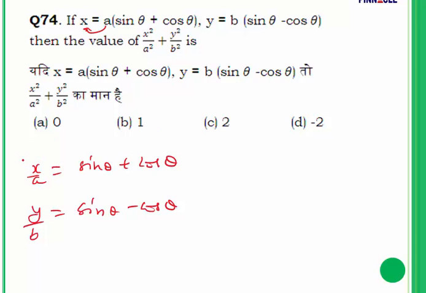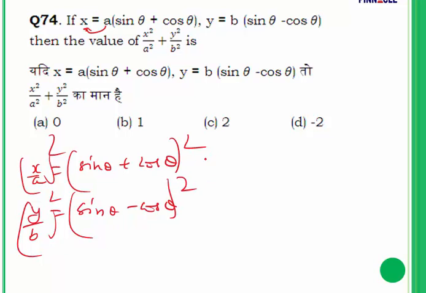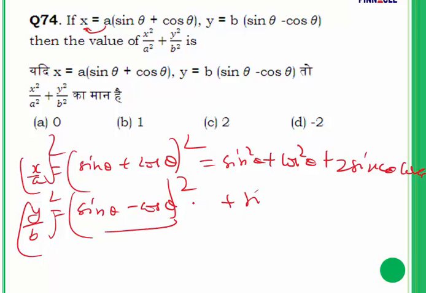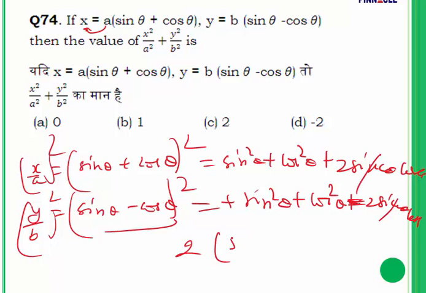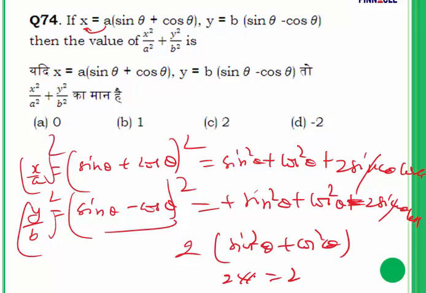If you square these and then add, we will have sin square theta plus cos square theta plus 2 sin theta cos theta, plus sin square theta plus cos square theta minus 2 sin theta cos theta. It will cancel and it will become 2 times sin square theta plus cos square theta. Sin square theta plus cos square theta is equal to 1, so 2 into 1, that is 2, would be the answer in this case. Now question number 75.